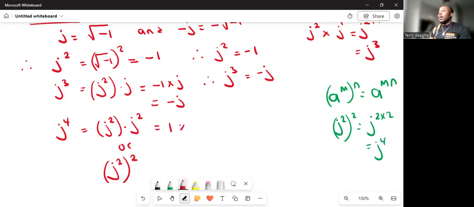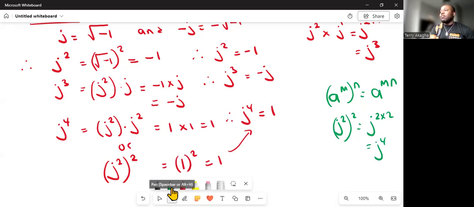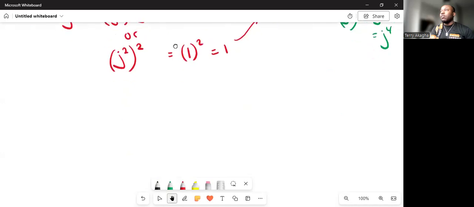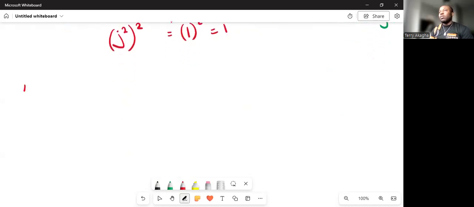We know J squared is -1, so -1 times -1 gives you 1. Therefore, we can say J raised to the power 4 is equal to 1. Or you can put it this way: J squared is -1, all squared, and the answer is 1, which is exactly the same thing. So what you need to note from this, which is very important, is that J squared is equal to -1, while J to the power 4 is equal to 1.